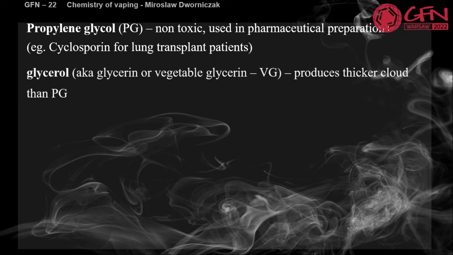The other one is glycerol, also known as glycerin or vegetable glycerin, sometimes shortened to VG. It produces thicker cloud. It's a bit more viscous than propylene glycol. The third one, right now it's not used frequently, only sometimes some producers use it. It's PEG, polyethylene glycol. It's quite similar to propylene glycol. It is a bit more viscous.